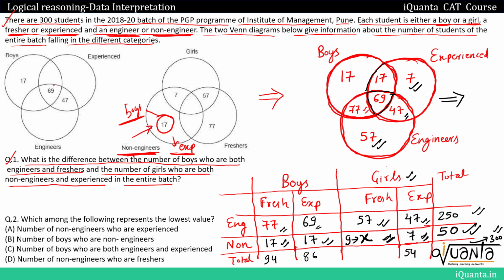As soon as we get 9 over here, I can add up 57 plus 9, which will give me 66. So our table is fully complete now. Let us answer the questions. First one was, what is the difference between the number of boys who are both engineers and freshers and the number of girls who are both non-engineers and experienced in the entire batch? So we are talking about boys, engineers and freshers. It is equal to 77 over here. And the number of girls who are both non-engineers and experienced, it is 7 over here. So the difference between 77 and 7 is 70. 70 will be the correct answer.